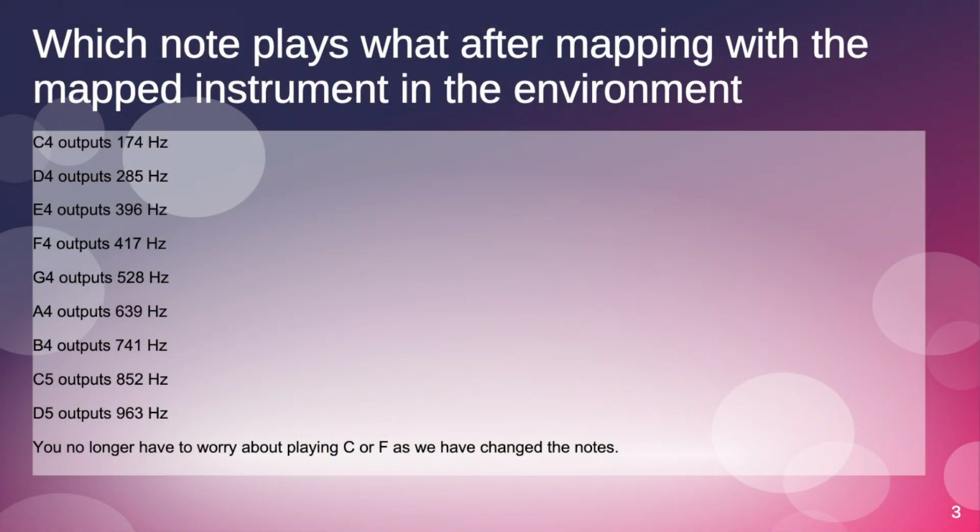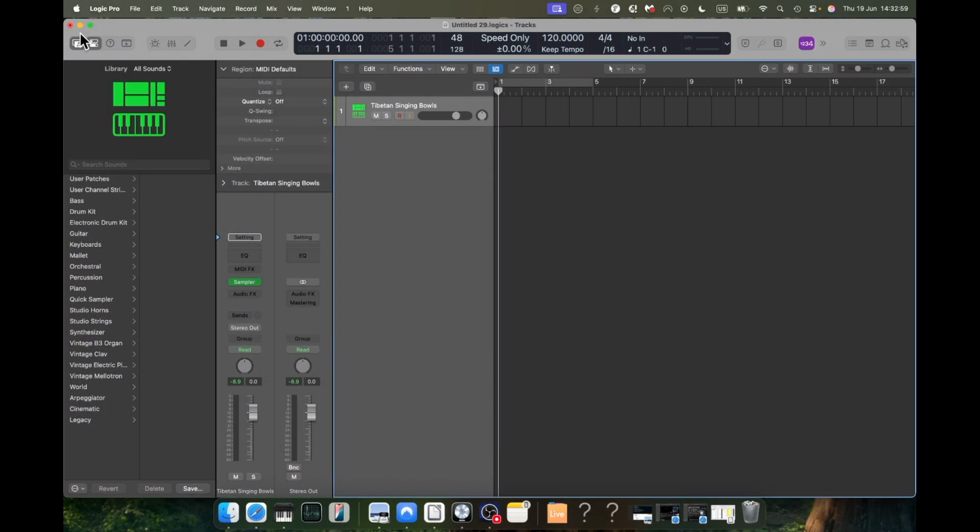C4 outputs 174 Hz, D4 outputs 285 Hz, E4 outputs 396 Hz, F4 outputs 417 Hz, G4 outputs 528 Hz, A4 outputs 639 Hz, B4 outputs 741 Hz, C5 outputs 852 Hz, and D5 outputs 963 Hz. You no longer have to worry about playing C or F as we have changed the notes. Here's what it sounds like.